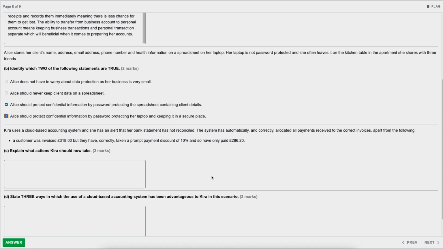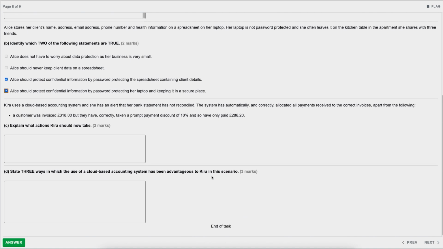Okay, fairly straightforward those. I think the 2 that are false are fairly obviously false. Okay, let's have a look at the last 2 then.